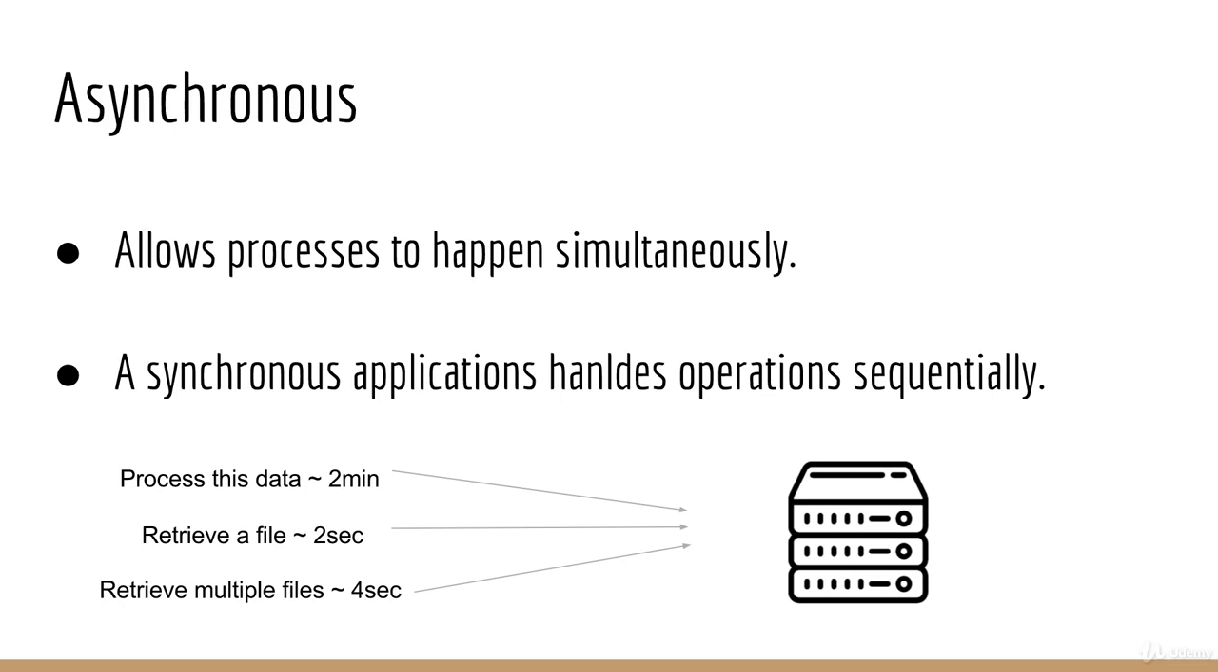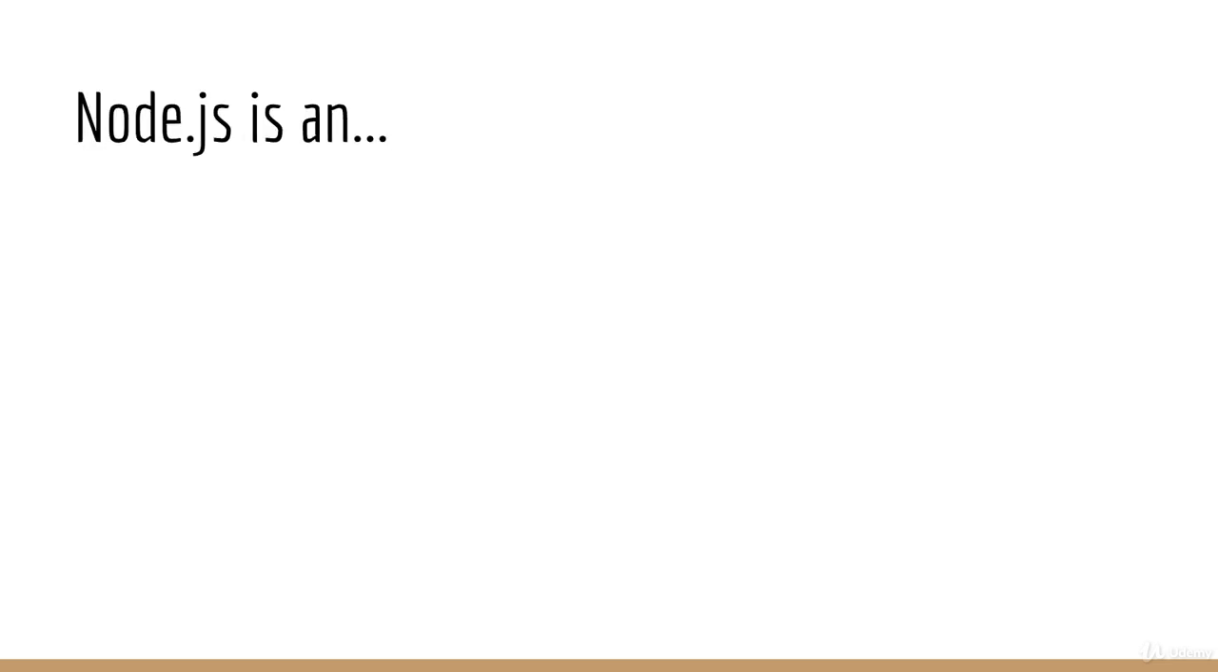In an asynchronous application, this data retrieval can happen while that other data is being processed. This gives the client server much more power, as it can put heavy operations in the background and still provide the client with a fast and reliable service. Alright, with the idea of an asynchronous application down, we've now fully unpacked our starting definition of Node.js.